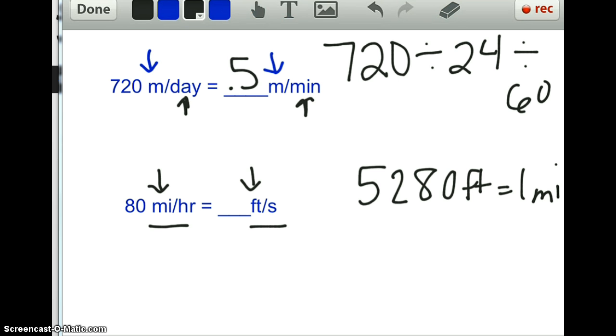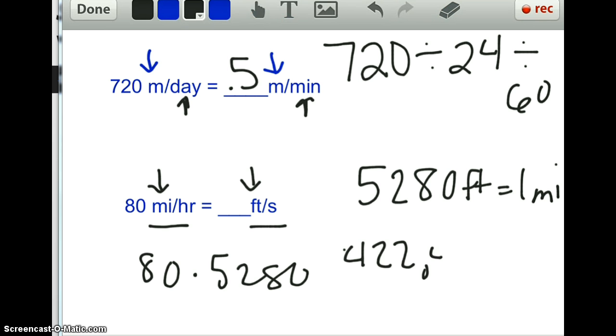Well, feet is smaller, so there should be more of them. So I'm going to do 80 times 5,280. So that is a ginormous number right there. I'm going to plug it in. You do the same thing. And that gives me 422,400. So now I've got feet per hour. But is that what I want? It's not. My ultimate goal is to get feet per second.